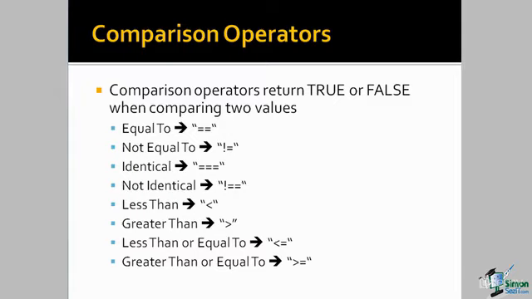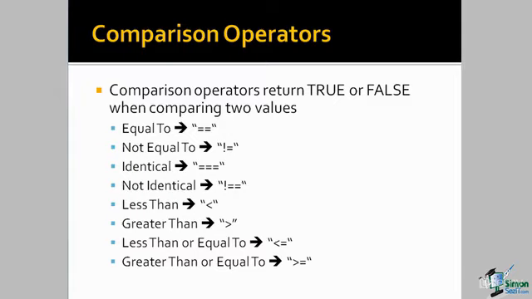And then notice we can negate the equal operator with the bang, with the exclamation point. So exclamation point equals says it's not equal to this. So this is not equal to that. That returns a true. If it is equal, then it would return a false.